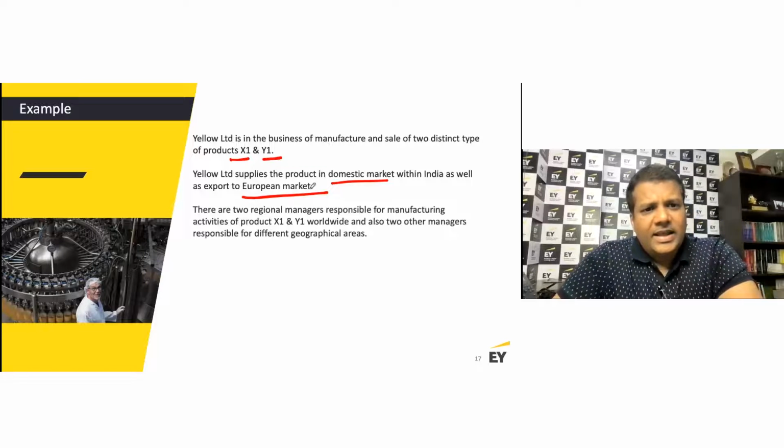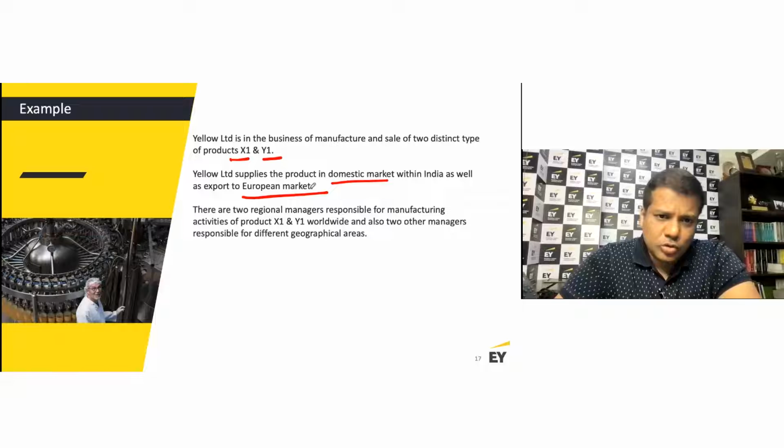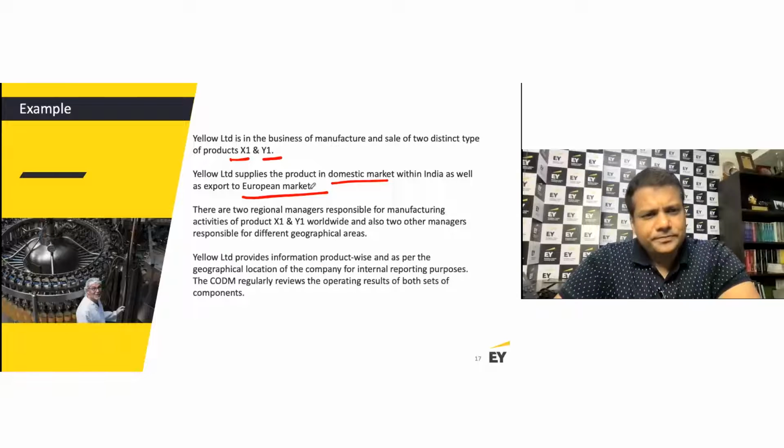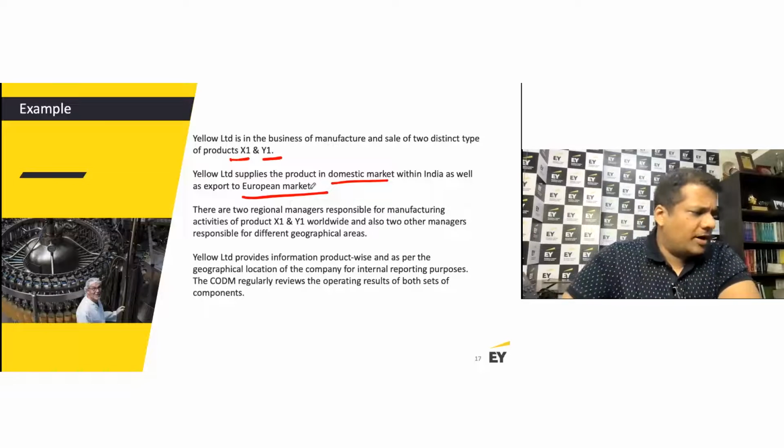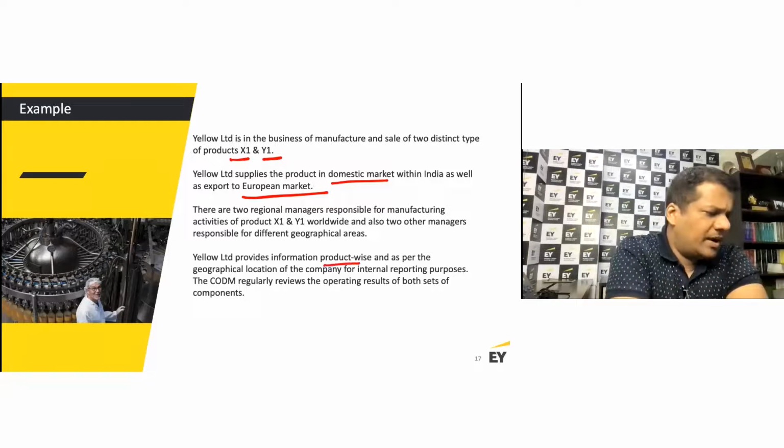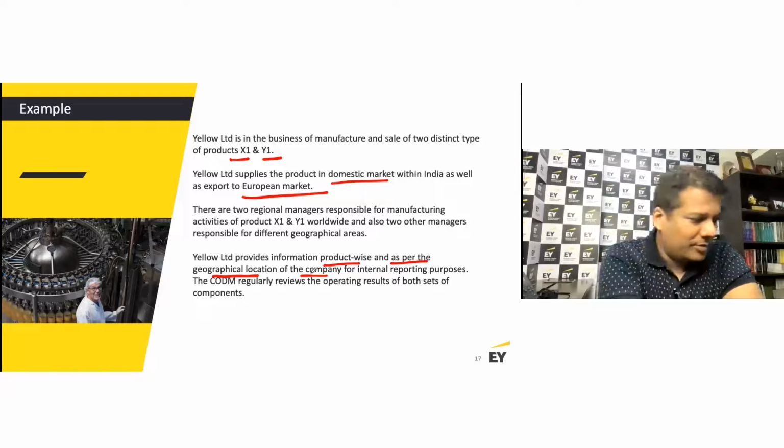export as well. There are two regional managers responsible for the manufacturing activity of products X1 and Y1 worldwide, and also two other managers responsible for different geographical areas. Now, Yellow Limited provides information product wise, which is X1 and Y1, right? And as per the geographical location of the company, which is domestic and export, right?